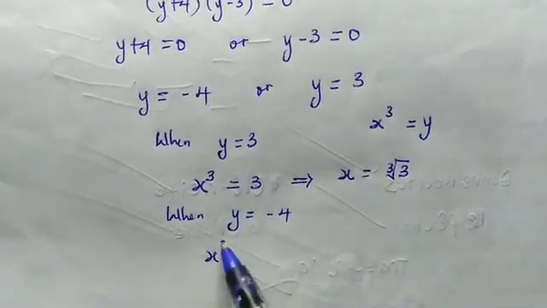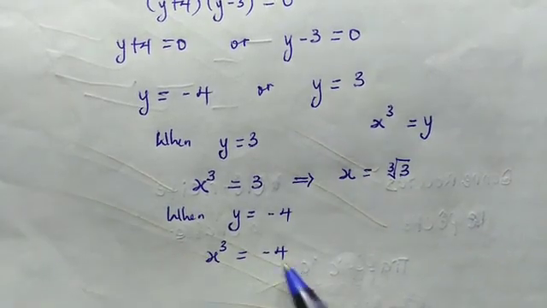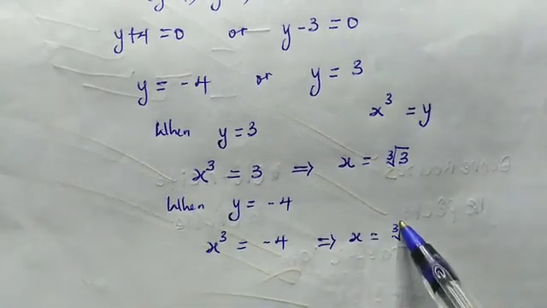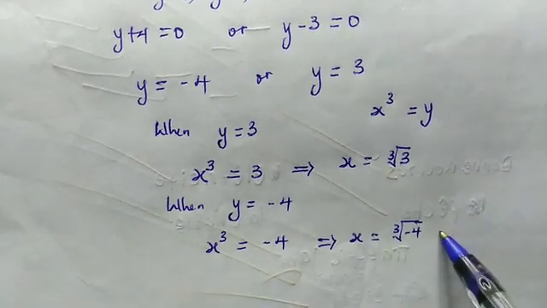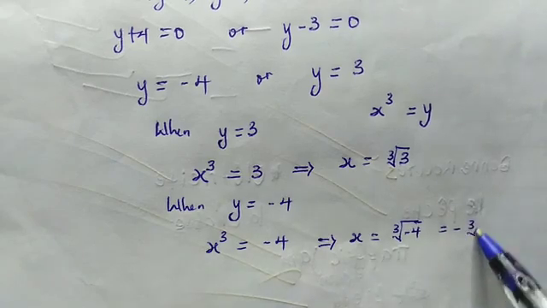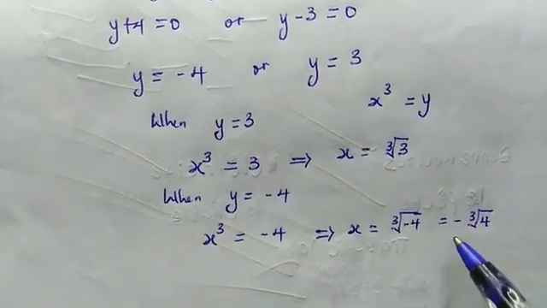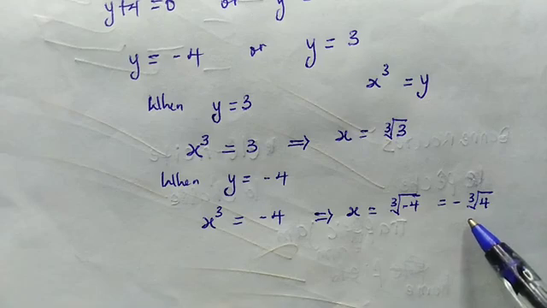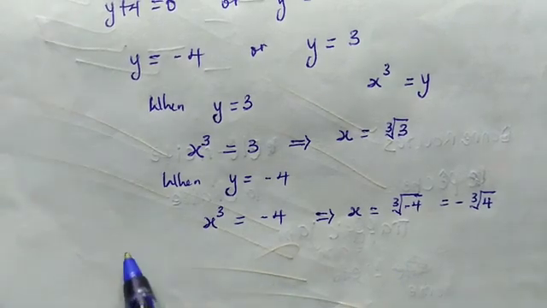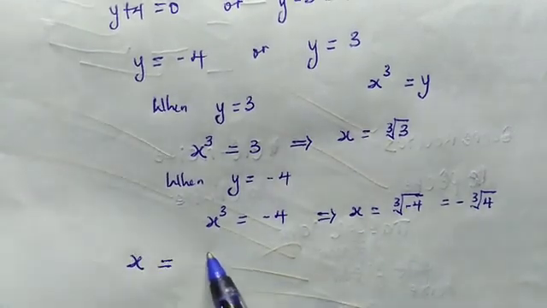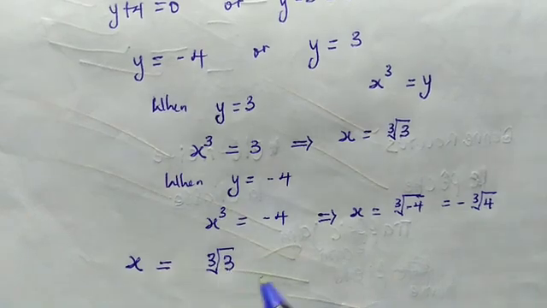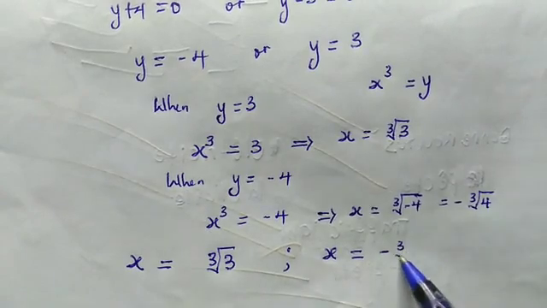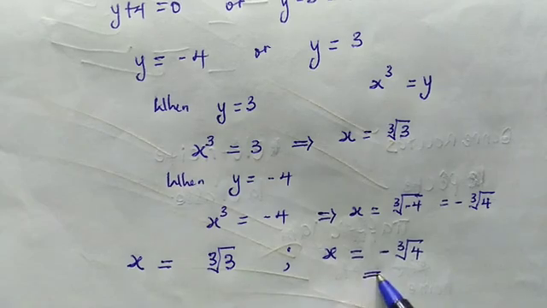So here we get x cubed is equal to negative 4. So from here, this implies that x is equal to the cube root of negative 4. This is going to be the negative cube root of 4, right? So from here, we get another solution. So the equation only has two real solutions. So in the above equation, we have the solutions: x is equal to the cube root of 3, and we also have x is equal to the negative cube root of 4. And these are the solutions.